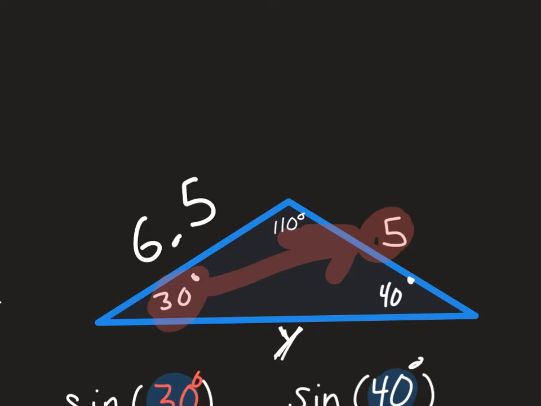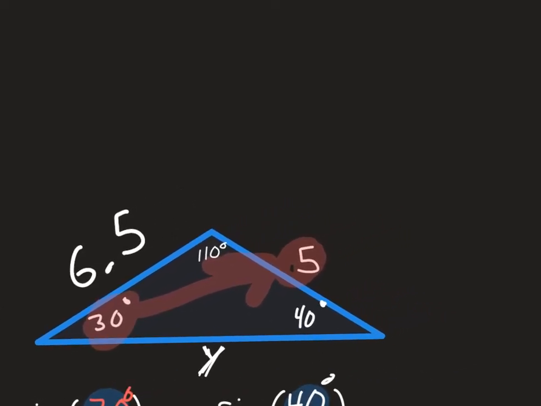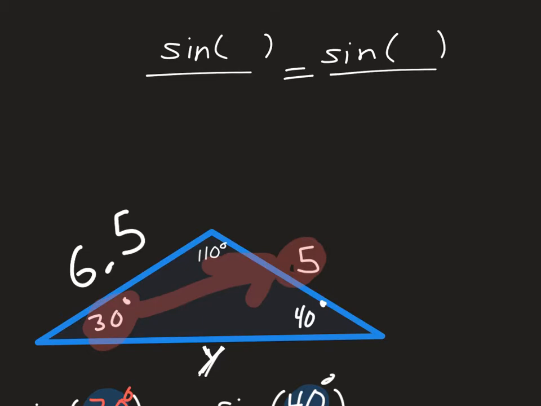So maybe I want to find that last side y. Let's think about if I could set it up. So again, I don't have a right angle. I can't use SOHCAHTOA. So I want to try to use law of sines. So I'm going to go sine of an angle over its opposite side is equal to sine of an angle over its opposite side. Again, I want to start with the side and opposite side that I know.